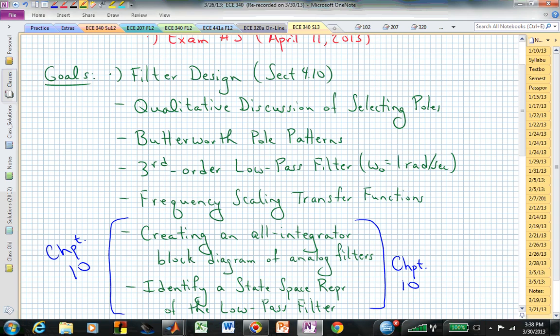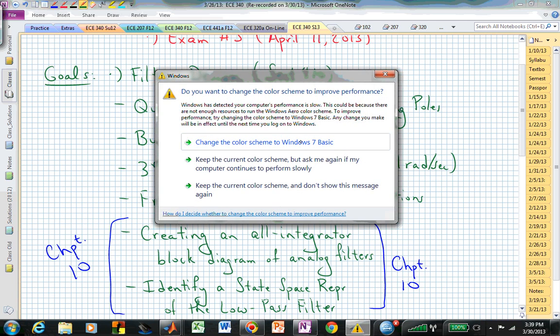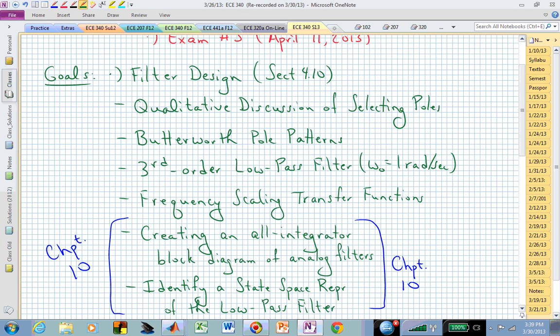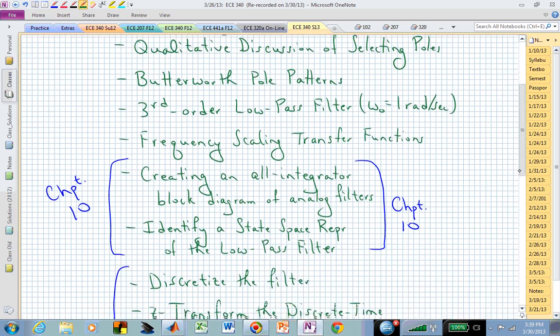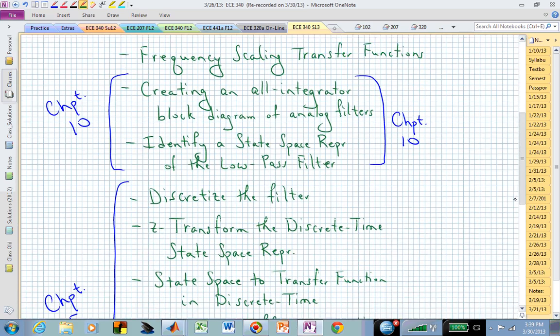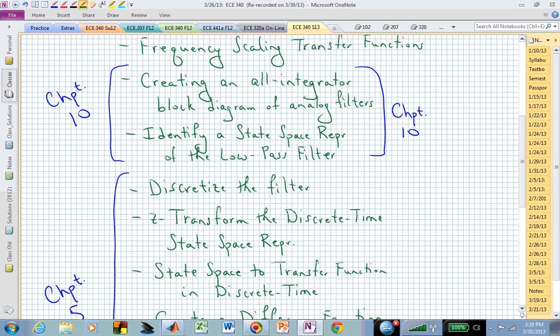We'll start by looking at all of these Butterworth pole patterns normalized to a frequency of omega naught equal to 1 radian per second. Then we will talk about how we can change that generic or normalized frequency of 1 radian per second to any bandwidth we want, and that's what we will then talk about in frequency scaling of transfer functions.